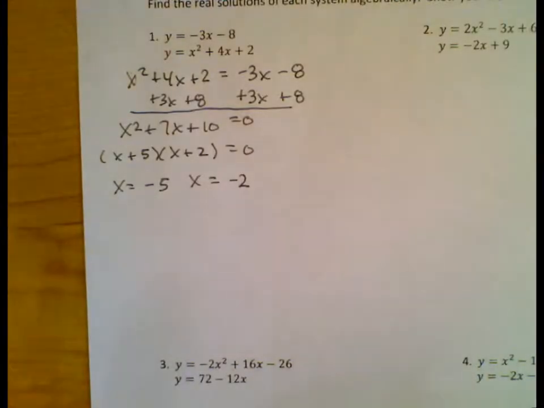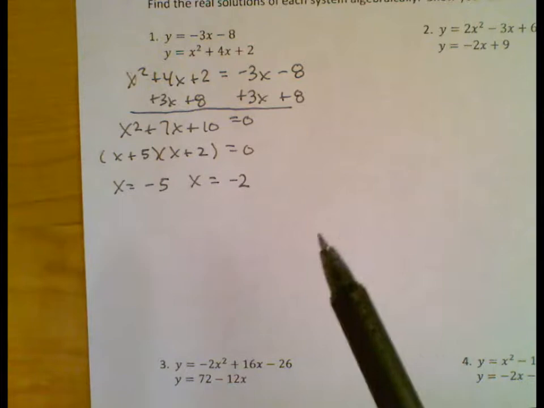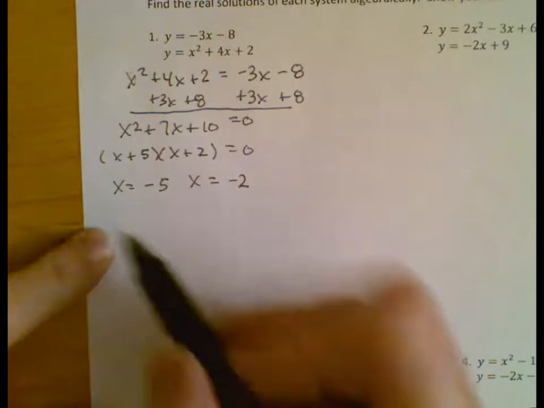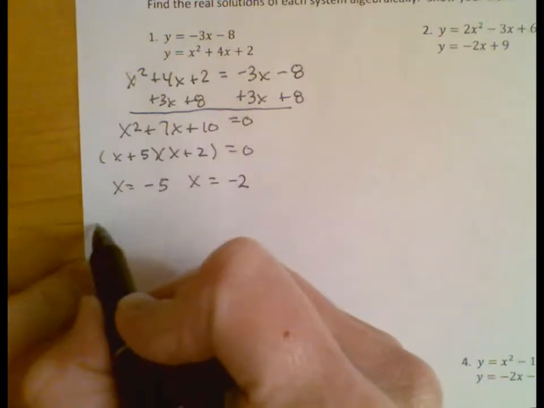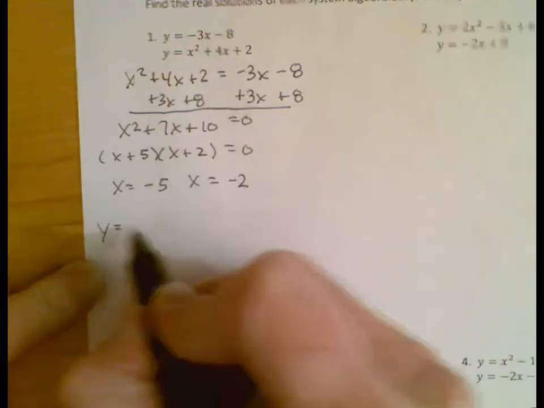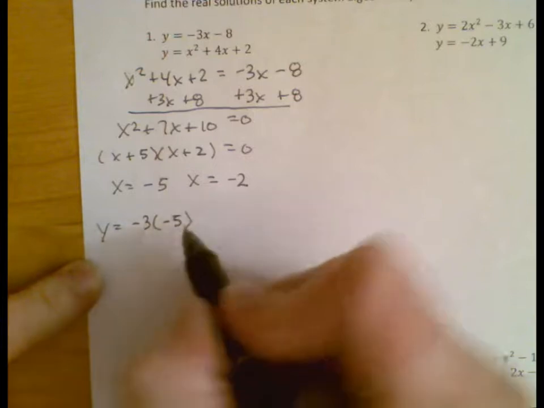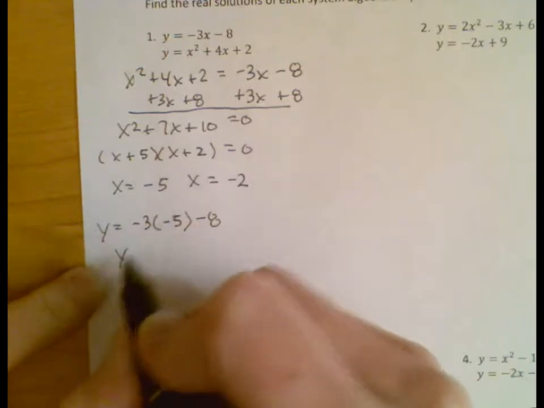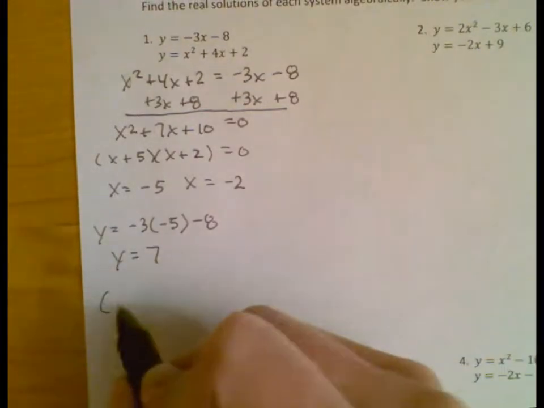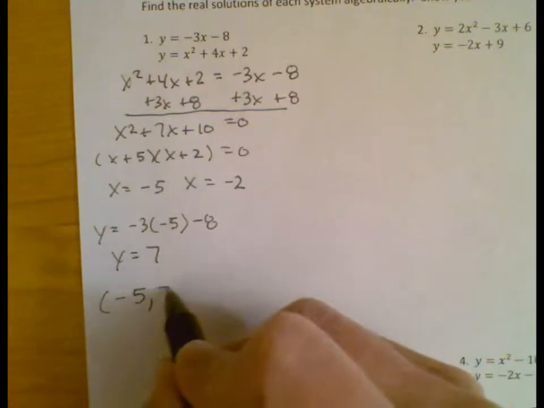Okay, now on the word problem, we just had to figure out our x's and kind of interpret what those meant. For the algebraically, we actually have to figure out the entire ordered pair because that's where they would intersect. So I'm going to plug the -5 back into the linear function. So it'll be -3 times -5 minus 8. So that y value is 7. So that ordered pair is -5, 7.